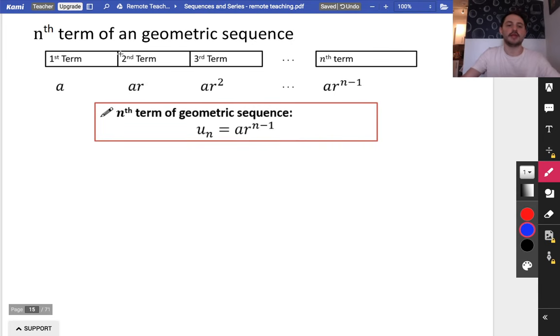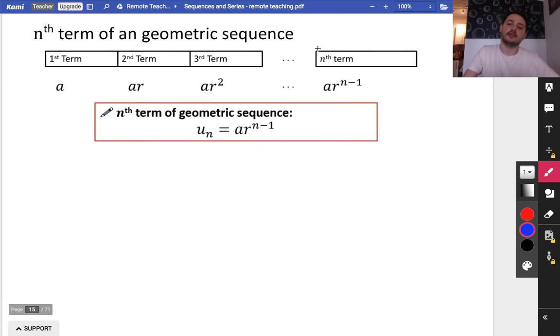So we're going to find what the nth term is of a geometric sequence, bearing in mind this thing here is what the nth term is. Well, you can see that the first term is a. To get the second term, you multiply it by the common ratio. The third term, you multiply this one by the common ratio, hence it goes from ar to ar squared. And you keep doing that pattern.